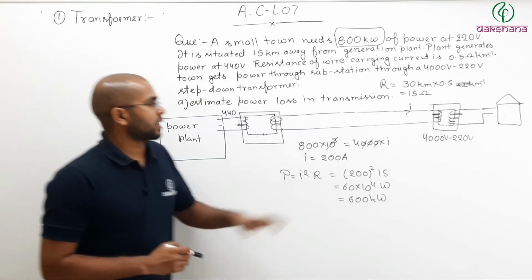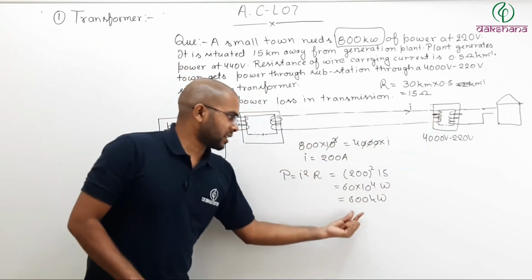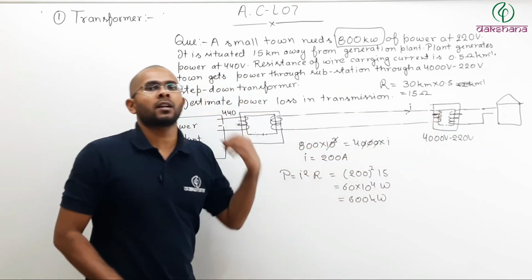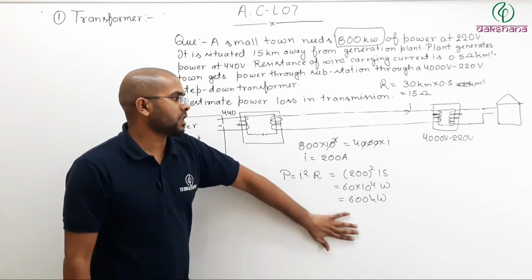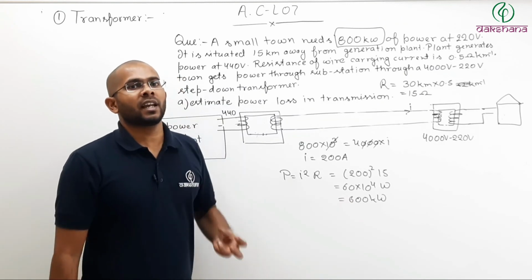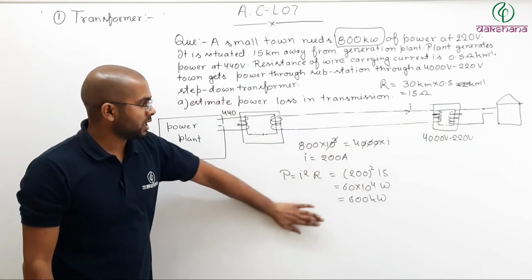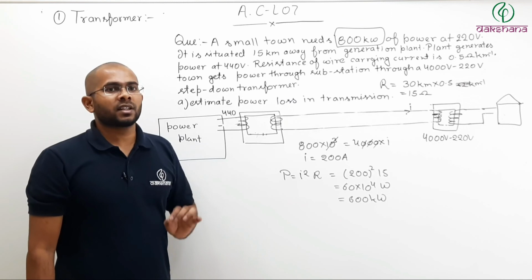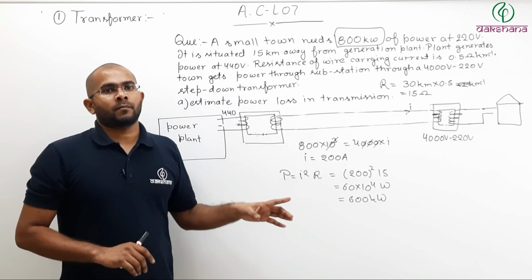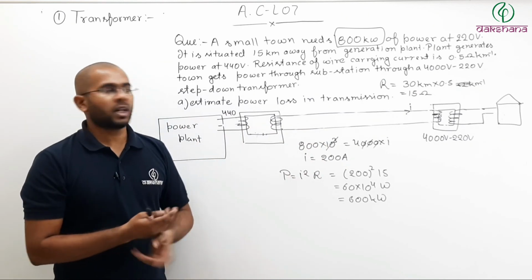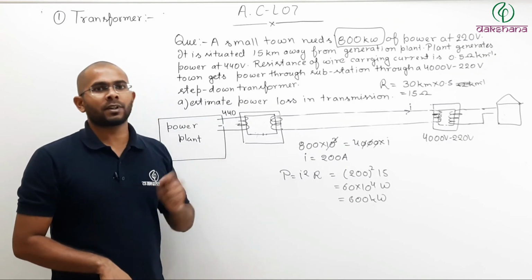Meaning, in order to transfer the power in these transmission lines, 600 kilowatt of power is lost. That much power is lost, of no use. That much power is lost in the form of heat energy in these transmission lines. You can pause the video and note it down. Then we will try to understand why the power is transmitted at high voltage. Power can be transmitted at low voltage, but it is always transmitted at high voltage. Why? Pause the video, note it down, then we will try to understand.